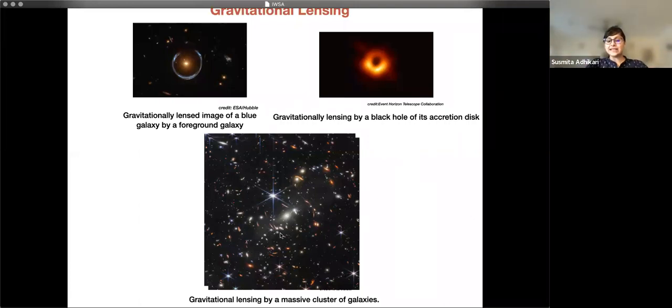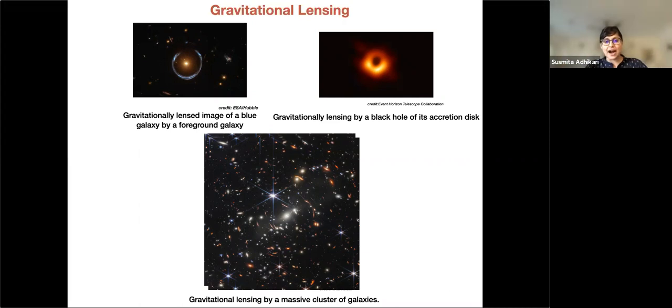Now, why I'm saying this is that by measuring these arcs, and by measuring how much bending, how much distortion there is in the background galaxies, that essentially depends on how much mass there is between that background galaxy and us. So even though we cannot see mass, that is another way of probing the presence of mass in the line of sight between us and some distant galaxy, for example.